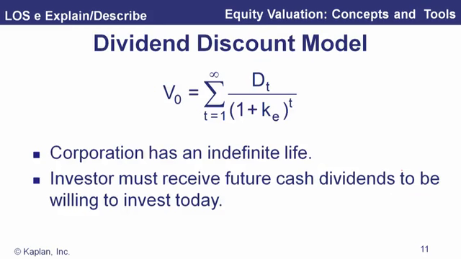Here's our general dividend discount model, and this one goes to infinity. This is all the future dividends, and so this just says sum up the present values. So for each dividend, D1 discounted for 1 period, D2 discounted for 2 periods, on and on. So we're assuming the corporation has an indefinite life, and the investor must receive future cash dividends to be willing to invest today. He's investing based on the value of the future expected cash dividends.